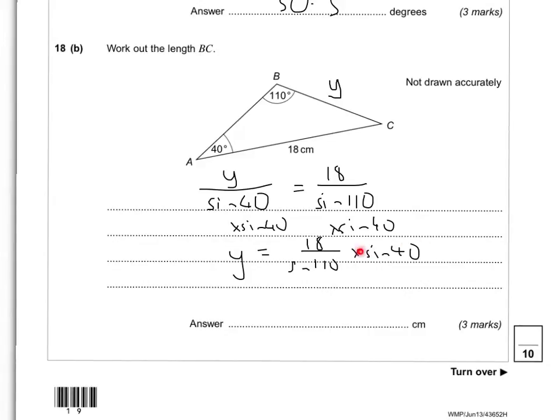You might have written that sine 40 on the top line with the 18. It's the same thing because really that sine 40 is sine 40 over 1. Okay, so now I just type into my calculator 18 divided by sine 110 and multiplied by sine 40, and I get an answer of 12.312725, etc. I'm going to write down a fairly sensible rounding. I'm going to go for 12.3. I'm not going to be more accurate than the question is. One decimal place, which is one more than the question had.